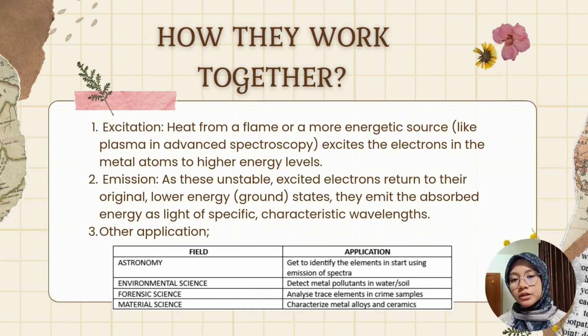In astronomy, we get to identify the elements in stars using emission spectra. In environmental science, we get to detect metal pollutants in water or soil. For forensic science, we can analyze trace elements in crime samples. And for material science, we can characterize metal alloy and ceramic.